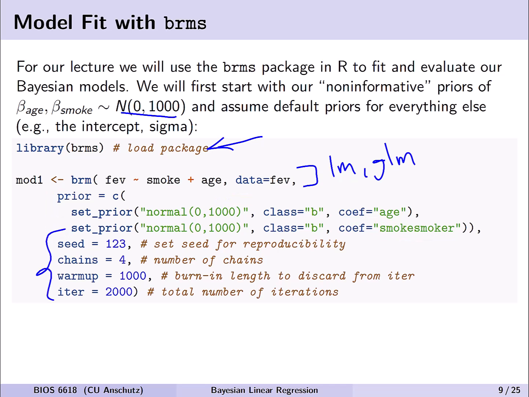We then have just some other details below where we will set our seed for reproducibility so we can recreate this analysis in the future. We'll define the number of chains to be 4, which is also the default currently for brms. And then we'll also define a warm-up of 1,000, or in other words, the burn-in length to discard from the total number of iterations, of which we'll do 2,000, both reflecting the defaults of the package.